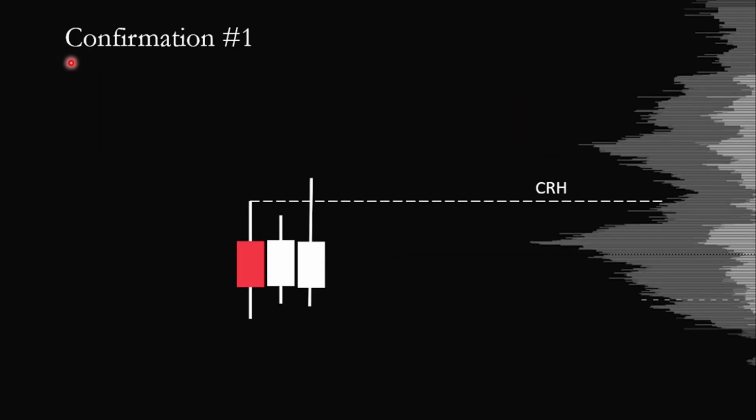So now let's move on to confirmation 1. This tool right here, as you can see, is the volume profile. It's a simple order flow tool which represents the volume transacted at each price level. So how can you use this confirmation?